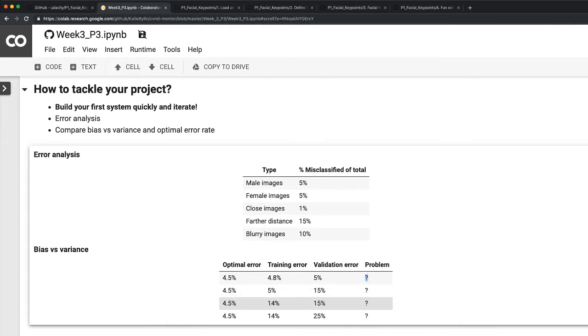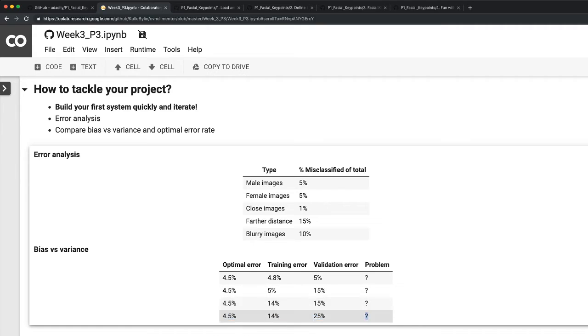The second example here, we're having a very low training error, close to the optimal error, but a large validation error. And this is called high variance, because we're overfitting the model. It's a very low training error, and the validation error gets large. So our model has a high variance, and that would be overfitting.